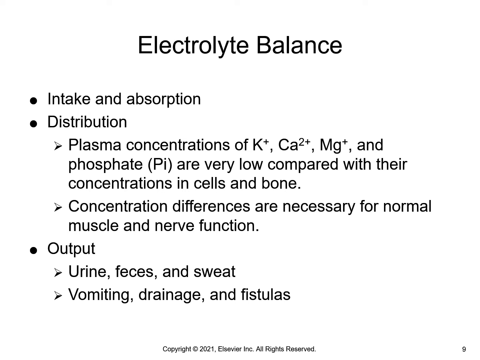Electrolyte output occurs through normal excretion in urine, feces, sweat, vomiting, drainage tubes, or fistulas. When electrolyte output increases, electrolyte intake must increase to maintain the electrolyte balance. Think about homeostasis.